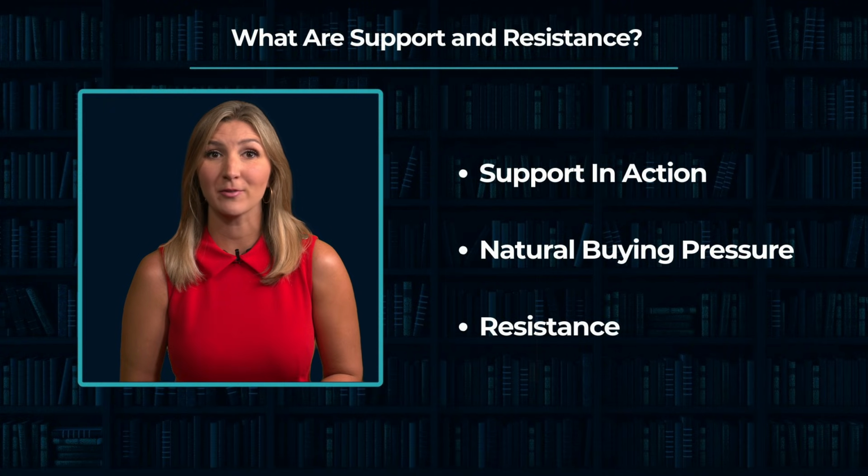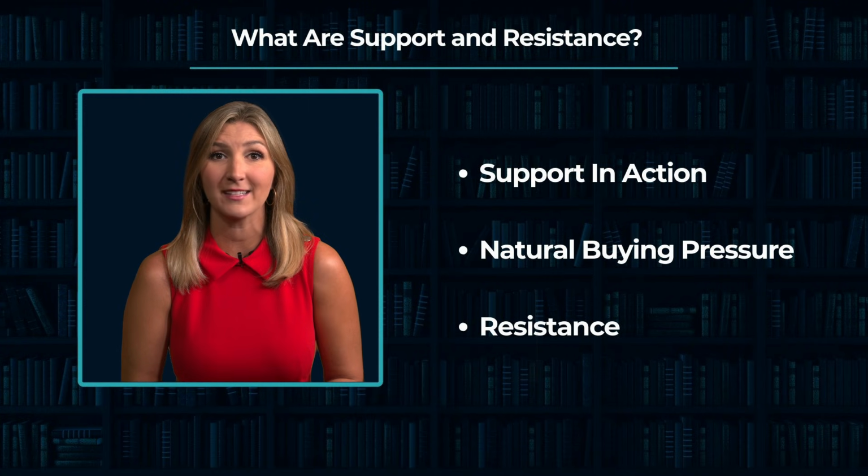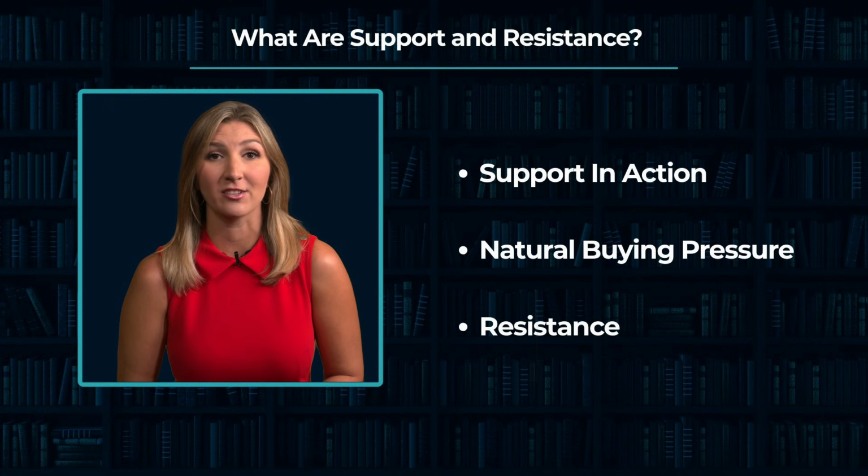Now look at the next round number above, let's say $60. Every time our stock approaches this level, it gets pushed back down. That's resistance. Traders think, this stock at $60 is expensive, so they sell, creating selling pressure.